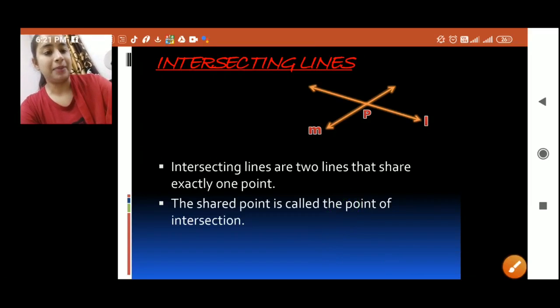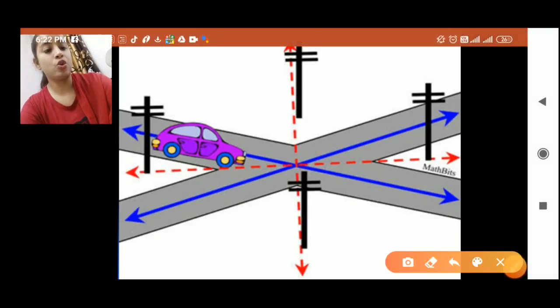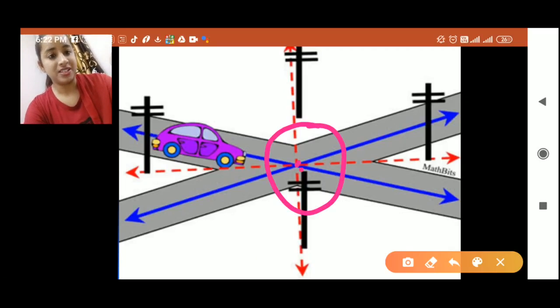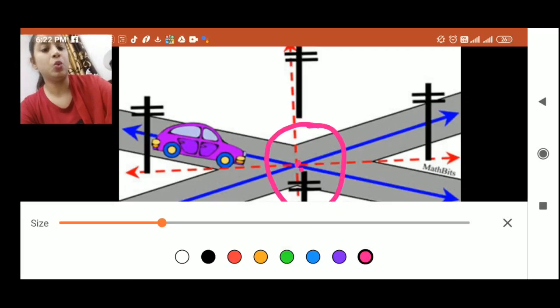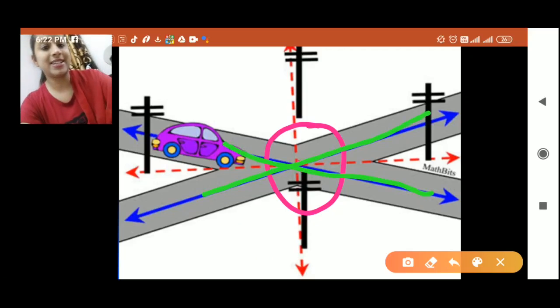Let's look at the example. Here you can see that the two paths are crossing each other. In these two crossing paths, you can see that both are meeting in one single point. This point is called the point of intersection, and the two paths are called intersecting lines.